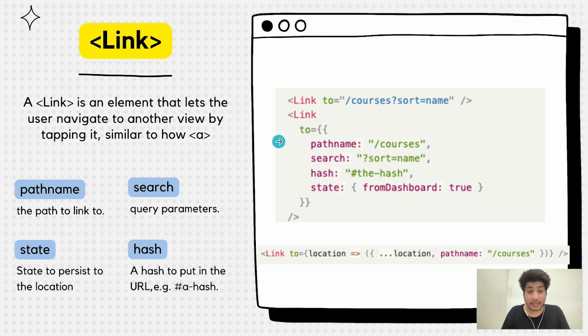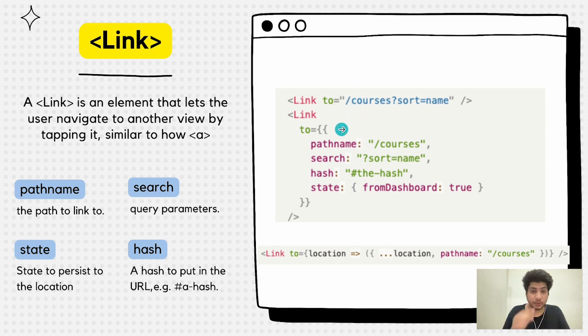All right, now the Link. A Link is an element that lets the user navigate to another view by tapping it, just like the anchor tag does. So basically it's an anchor tag for the React library. You can navigate through the whole website using this Link, and this doesn't cause re-renders or refreshes. It has a property called to. You can pass it in three different ways.